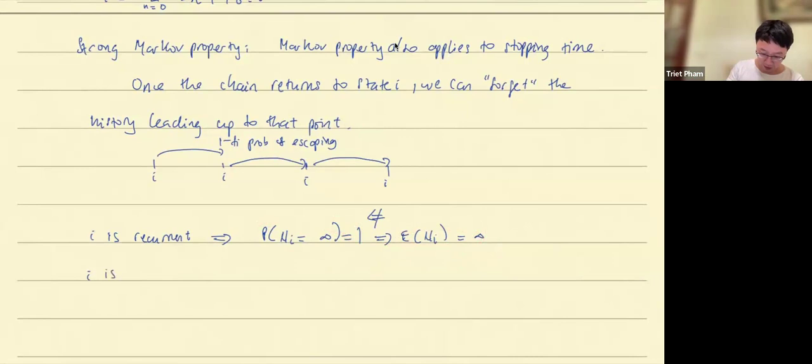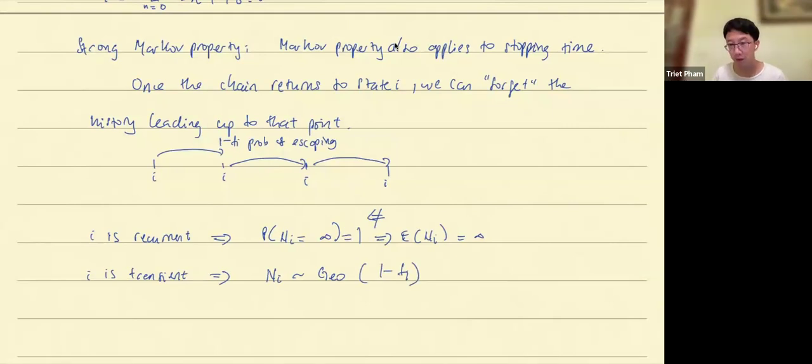And if i here is transient, then what? Then Ni will be, as we explained, a geometric random variable with success probability 1 minus Fi. Therefore, the expectation of Ni is 1 over 1 minus Fi, and let us say it's finite, because 1 minus Fi is not 0, right? It's positive.